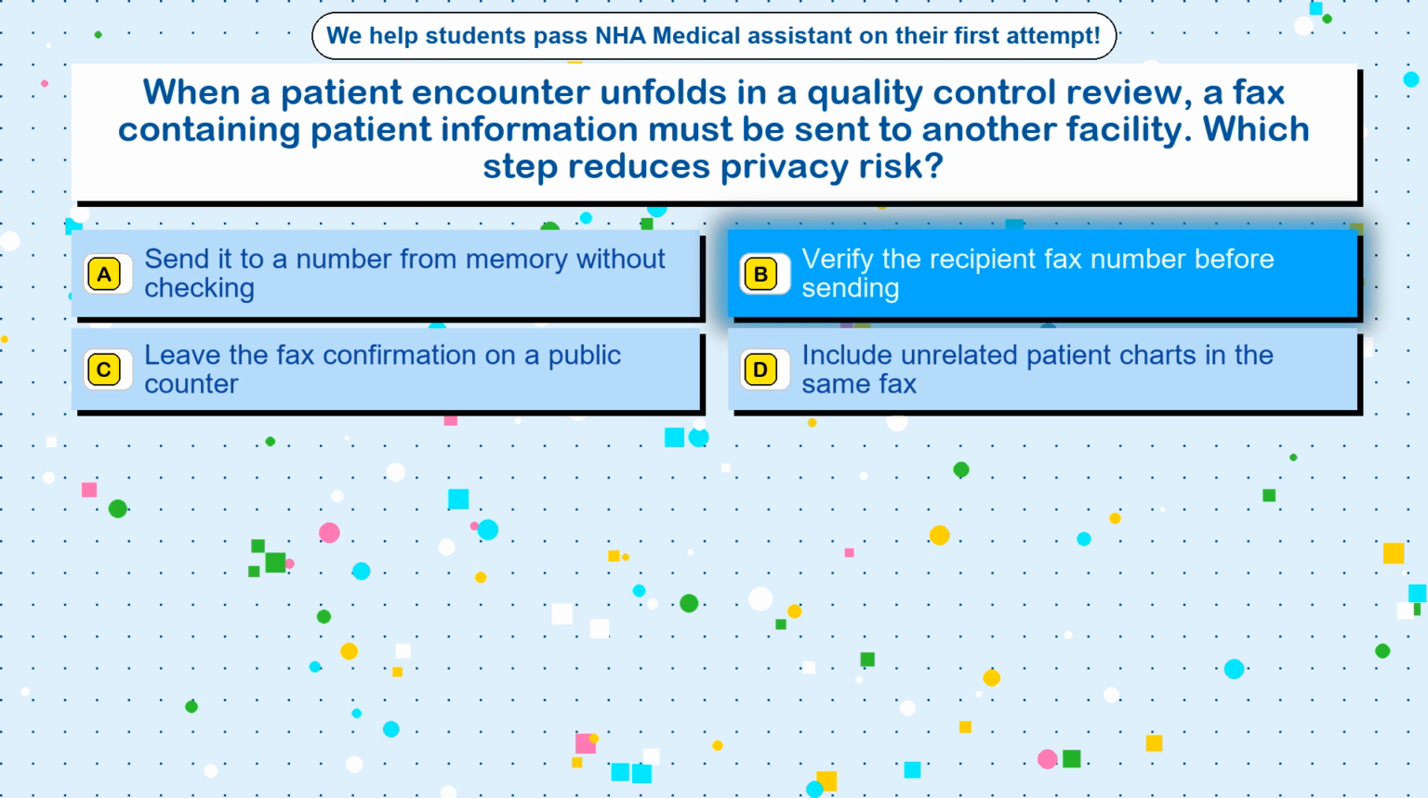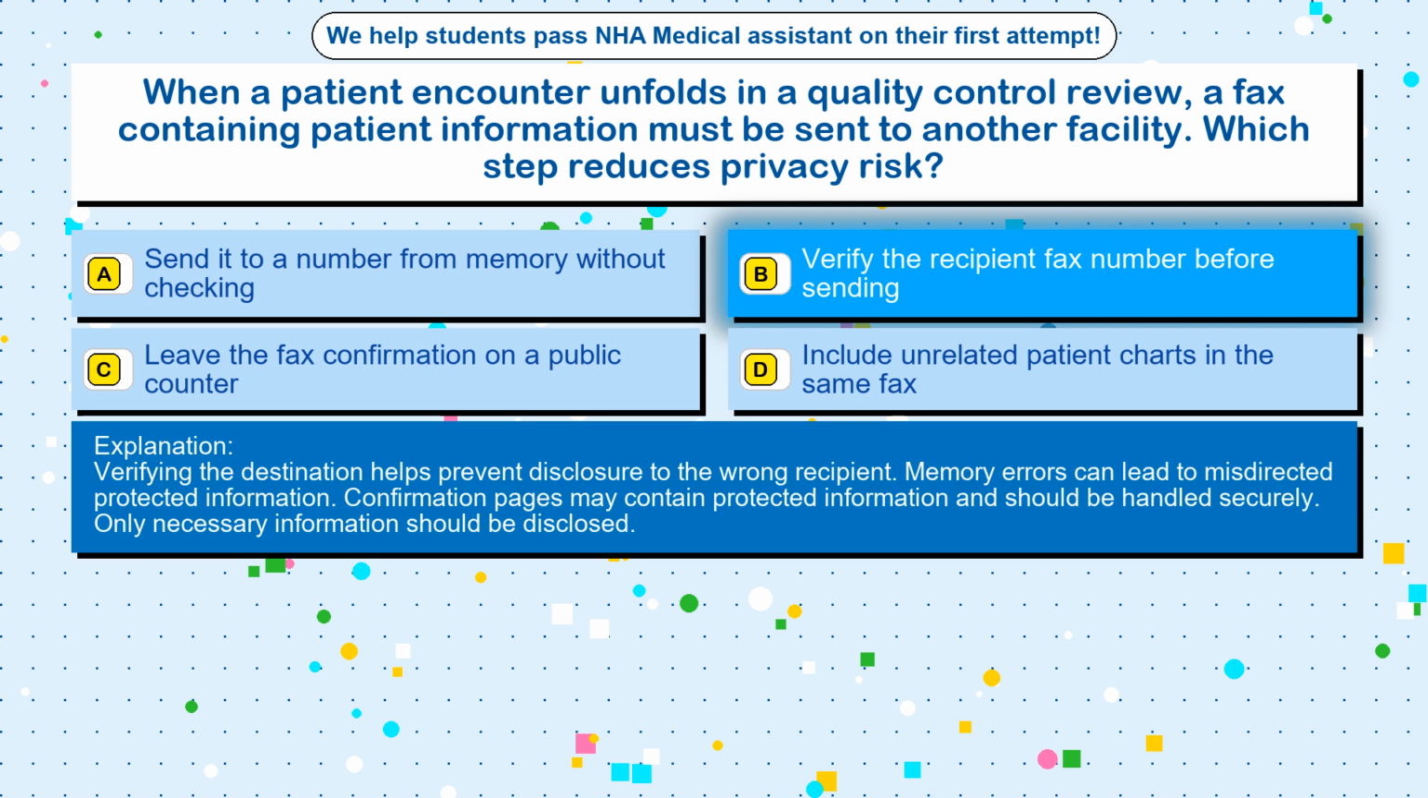The correct answer is option B, verify the recipient fax number before sending. Verifying the destination helps prevent disclosure to the wrong recipient. Memory errors can lead to misdirected protected information. Confirmation pages may contain protected information and should be handled securely. Only necessary information should be disclosed.